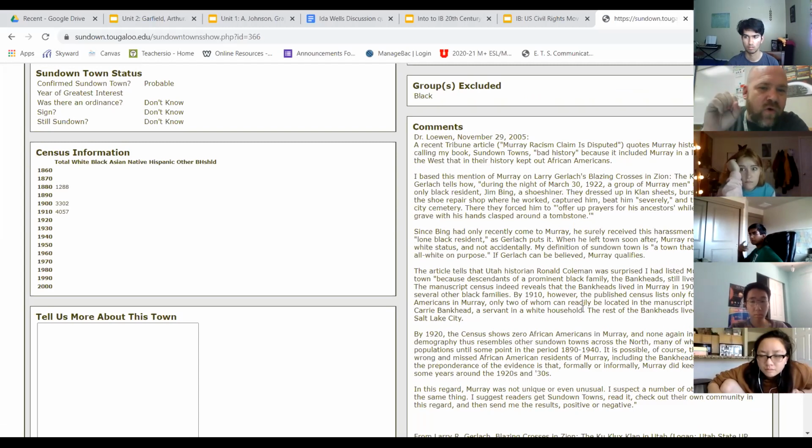By 1924, the Deseret News reports a black man being hanged by a tree in what is today Murray Park, right? By 1930, Murray had 0 black people. On the 1930 census, we can tell by looking at census data, right? By 1930, Murray had 0. 1940, Murray had 0. 1950, Murray had 0. Murray, Utah was a sundown town for 40 years.